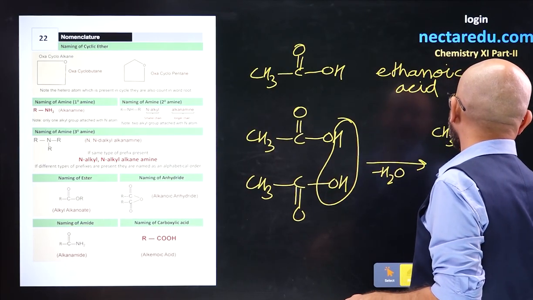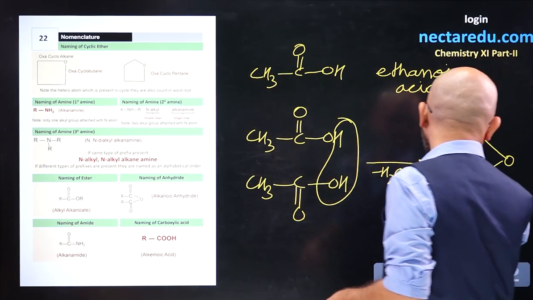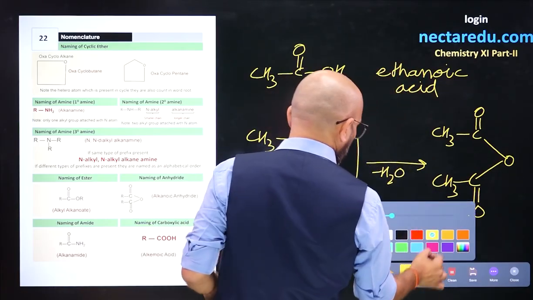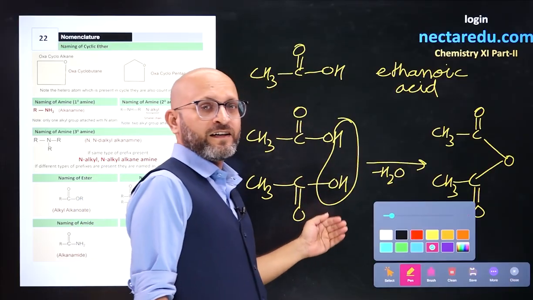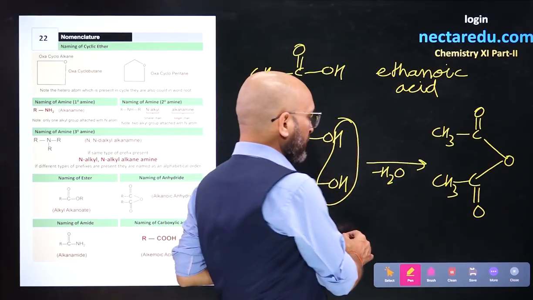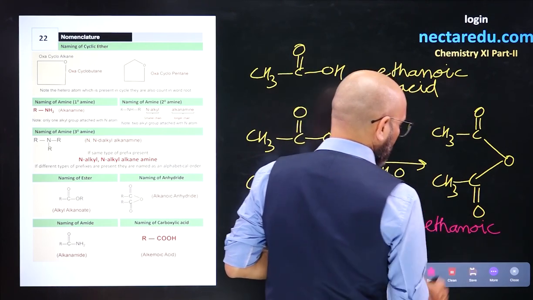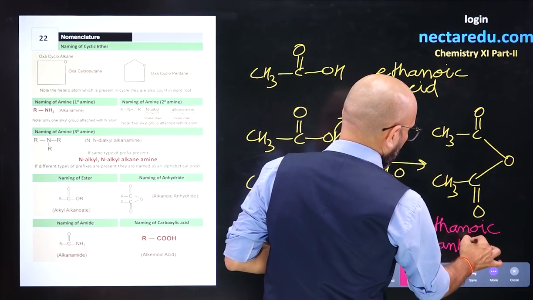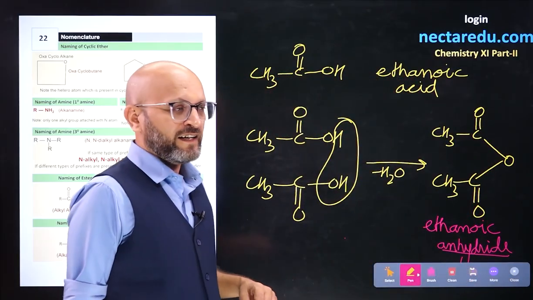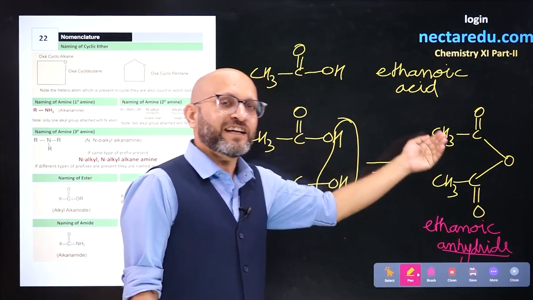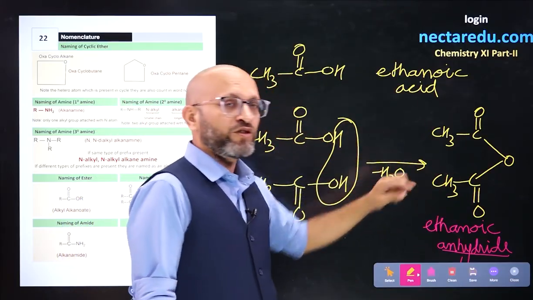So, I have taken one example out here to make you understand how anhydride is formed. These are two molecules of ethanoic acid. So, the anhydride we are forming is named ethanoic anhydride. So, the anhydride of ethanoic acid is known as ethanoic anhydride. In the naming, you just have to remove acid and write anhydride. So, the corresponding anhydride is named from its carboxylic acid name. Ethanoic acid gives ethanoic anhydride.